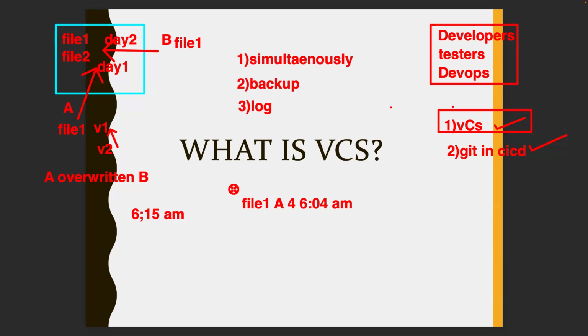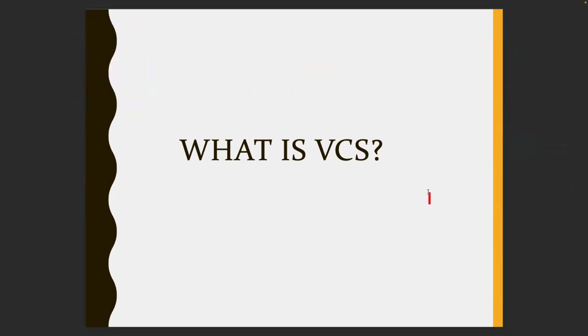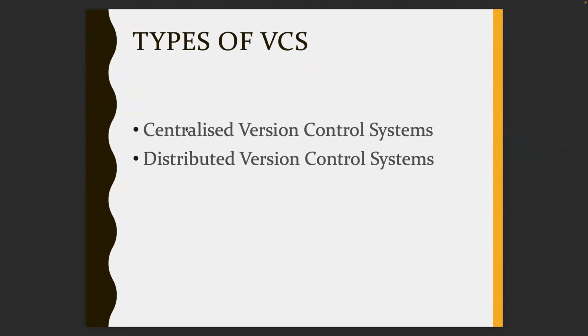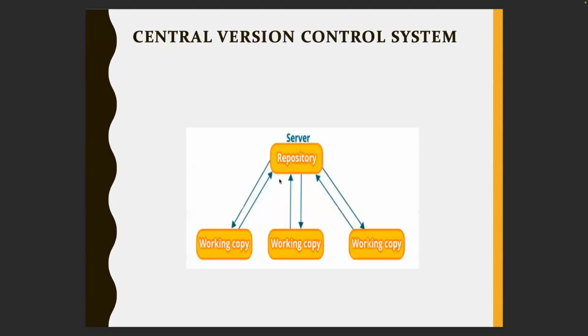And these version control systems were categorized based on their architecture. Based on their architecture, they were categorized as centralized version control systems and distributed version control systems. Let's have a look at the centralized version control system. If you see here, this is the remote repository, right? And these are the workstations of individual users or developers.